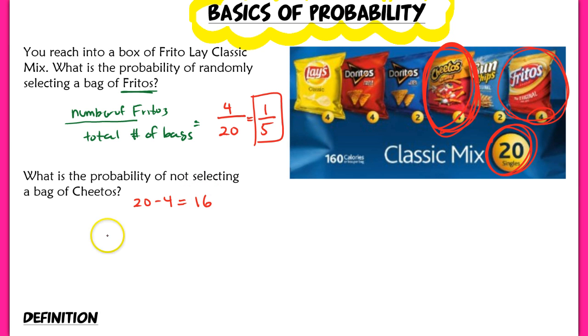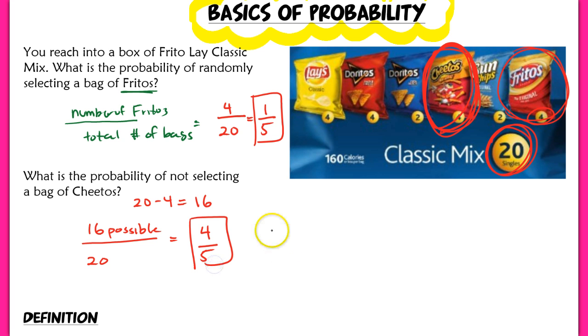So now I take the fact that I have 16 possible bags that I can choose from over the total number of possible bags, which was 20. And if I reduce this, I end up with 4/5. So I have a 4 out of 5 chance of selecting something that is not a Cheetos bag. So that's the basis of probability.